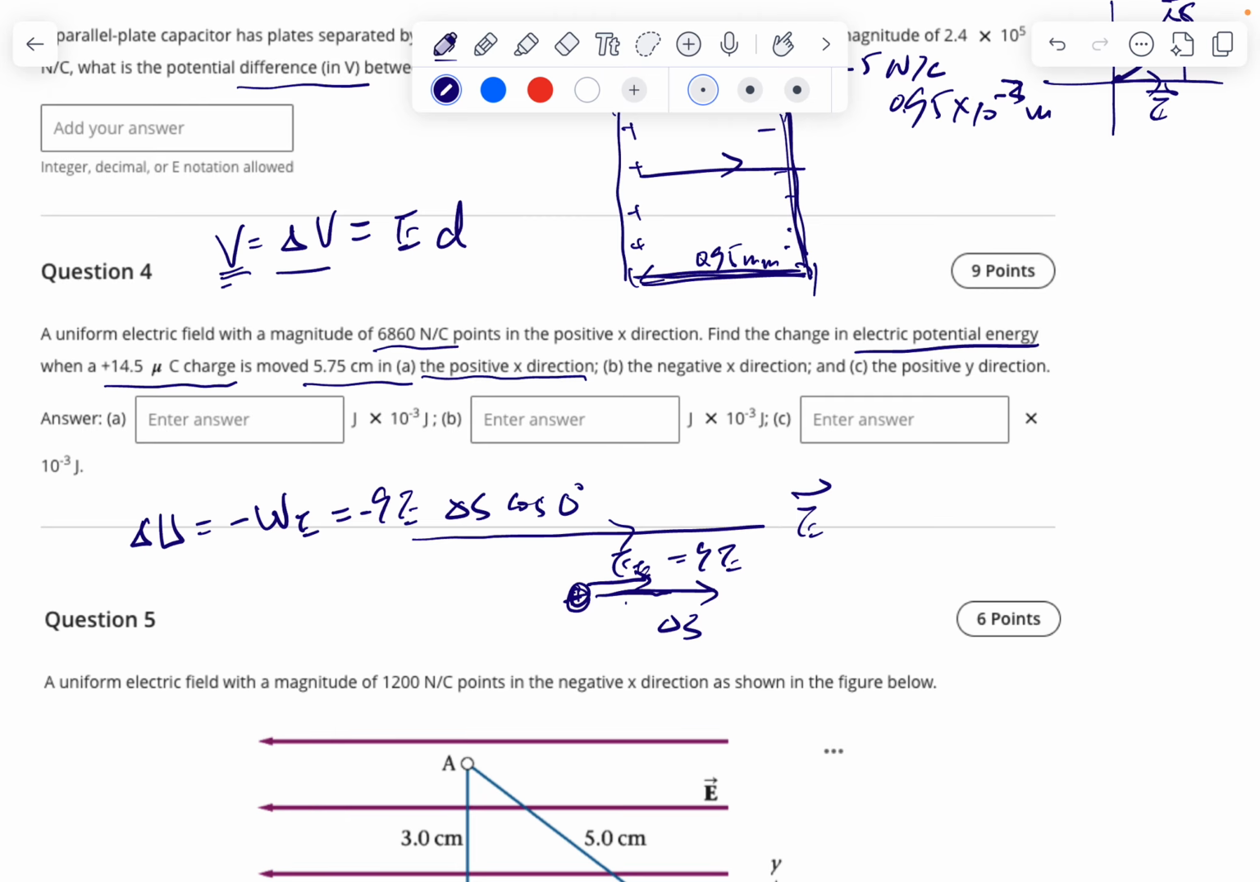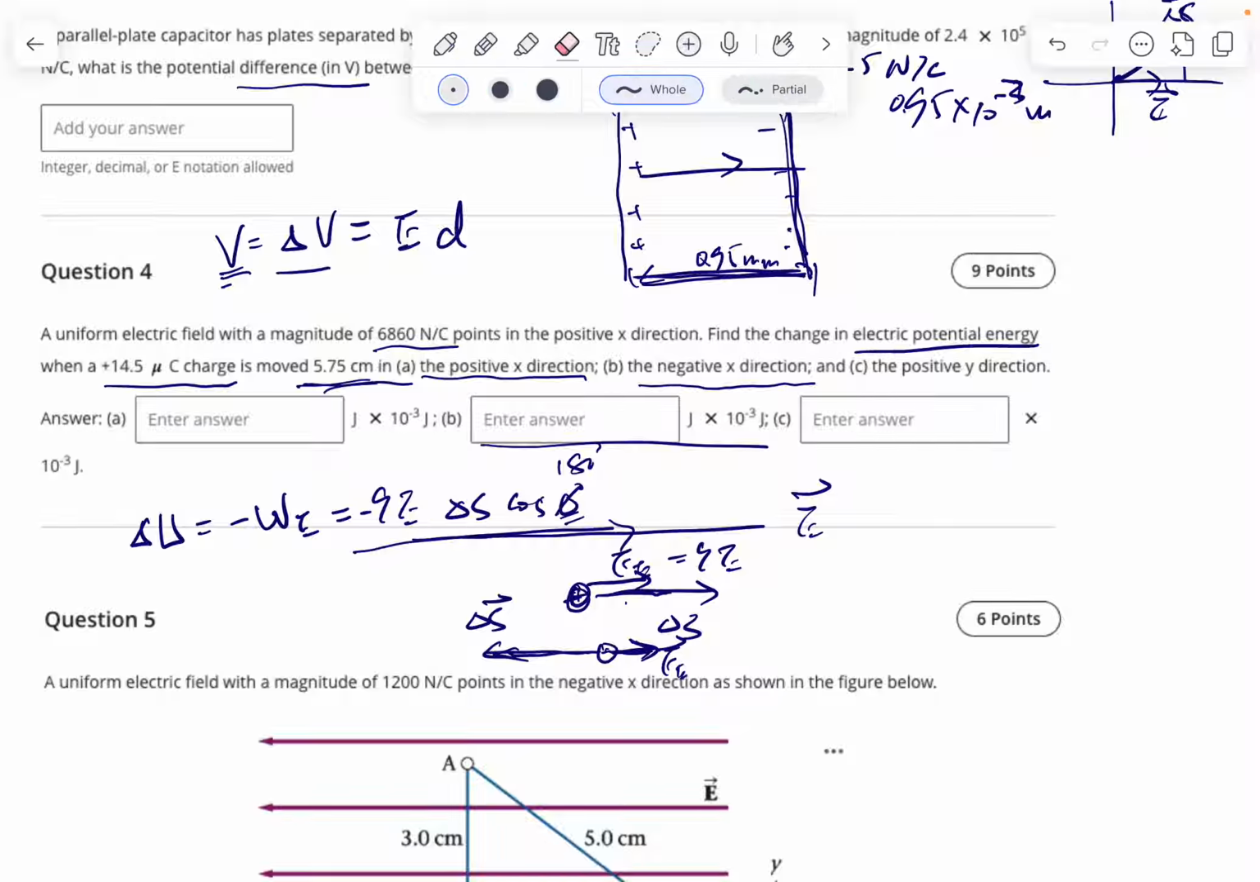For the negative x direction, it's the same thing. You move this much; here is the charge, and this is the displacement. You use the same equation. This is the force F. But now the angle between the electric force and the displacement is not 0 anymore, it is 180. So for the second question, you need to put 180 in the equation.